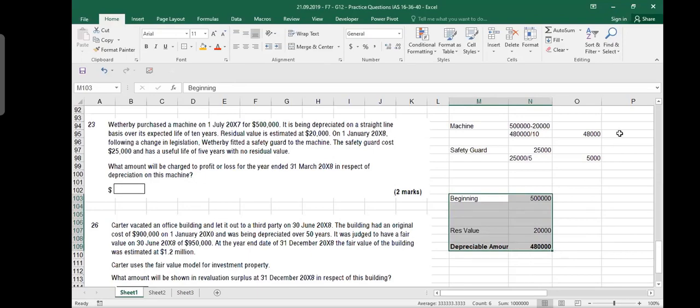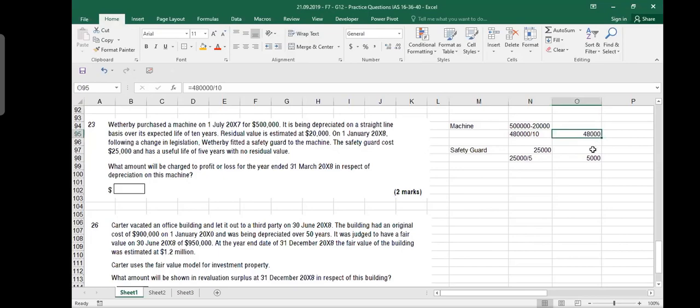So the point here was that your asset was 500K. After you use it 10 years, it becomes 20,000. So the asset is losing 480,000 in value. And this 480,000, when you divide over a period of 10 years, annual depreciation is 48,000 per machine and 5,000 for the safety guard. But in our question, we don't talk about annual now.